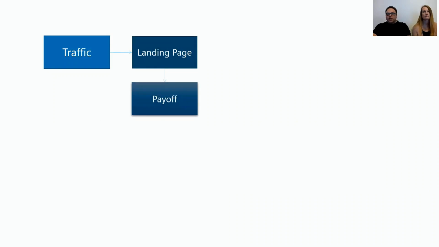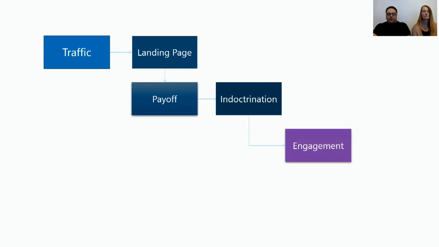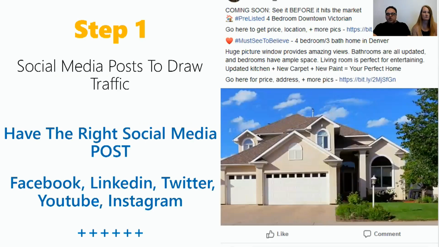You've got the traffic, you've got the landing page, you get your lead magnet. It sits on that landing page. You have the payoff, which is what you promise to give them. You have the indoctrination, which is a series of nurture emails, and from which you have your digital engagement. So that's how all this stuff works. But let's take a look at how this works in real life.